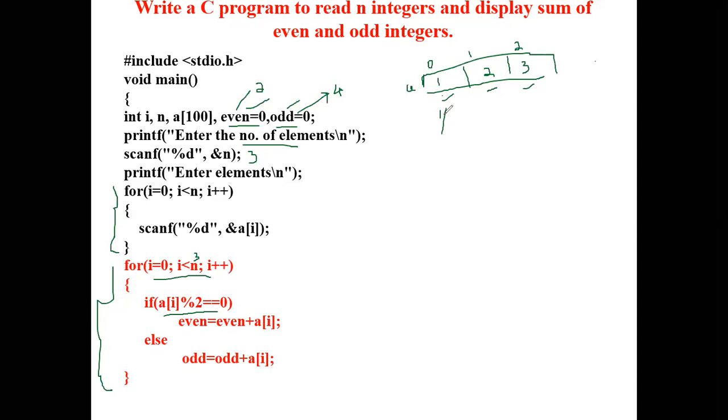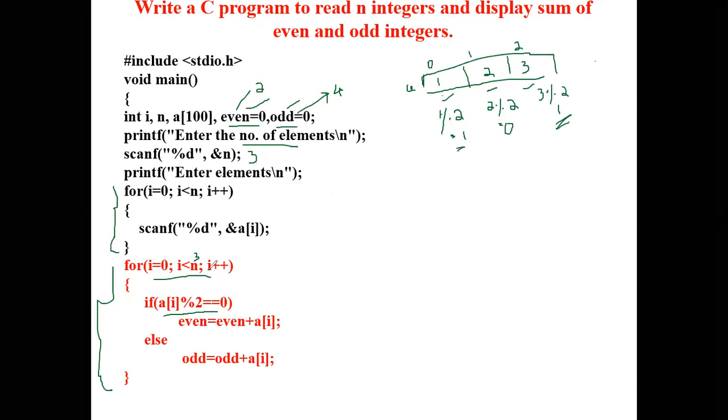For example, if I take 1 mod 2, then the remainder is 1. If I take 2 mod 2, I try to divide 2 by 2. Okay, so 2 is completely divisible by 2, so you will get the remainder 0. Again, 3 is not completely divisible by 2, you get the remainder 1.